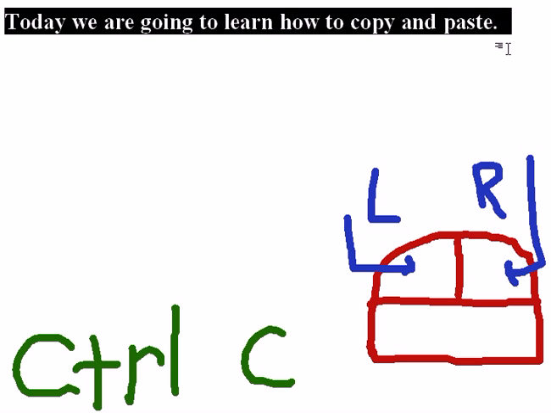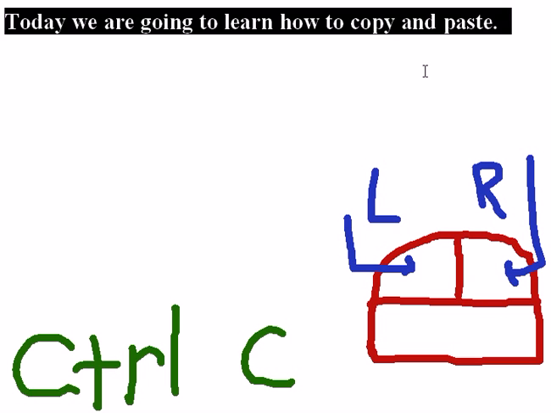Now this time, instead of right clicking, I'm going to hit Control and then C. So I'm going to hold down the Control button. As I'm still holding the Control button down, I'm going to press C and then release them together. So the information has been copied.